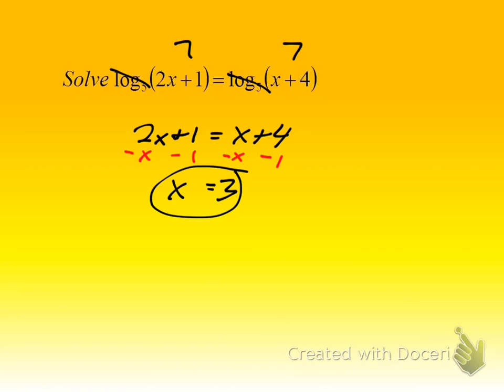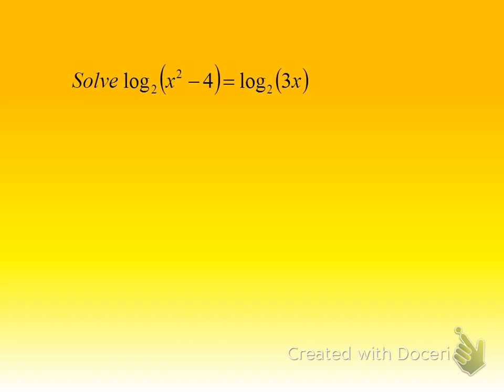Alright, so we got log base 2 of x squared minus 4 equals log base 2 of 3x. Alright. Do you have logs on both sides? Same base? So you can take the quantities and set them equal. So x squared minus 4 equals 3x. Alrighty. What type of equation is this?